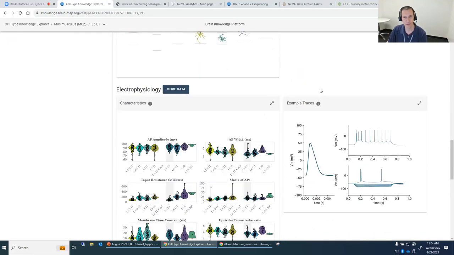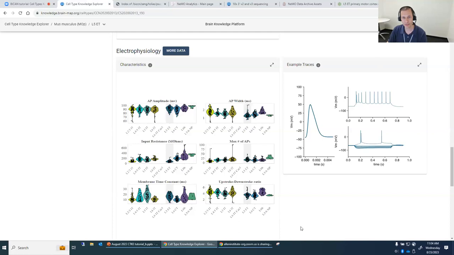Okay, below the morphology, you can see the electrophysiology information. This left panel is some summary electrophysiology information across all of the cells. Again, the layer 5 ET, which is the cell type card we're on, is highlighted in gray, and the other neighboring glutamatergic types are also shown, but not highlighted. Just by eye, you can see the input resistance here for layer 5 ET is lower than many of these other types. The membrane time constant seems to be higher than maybe some of these other types.